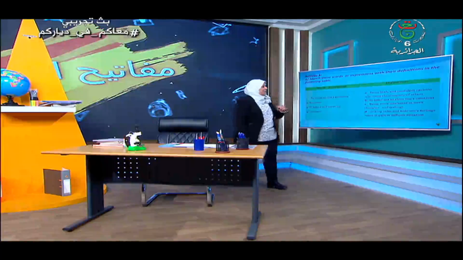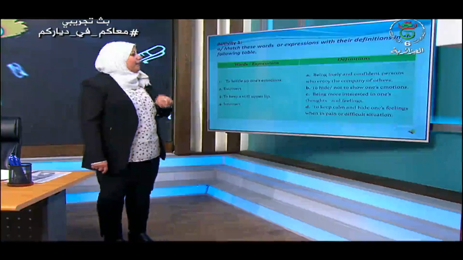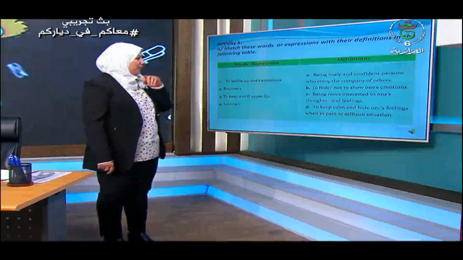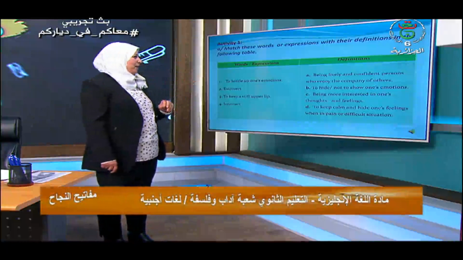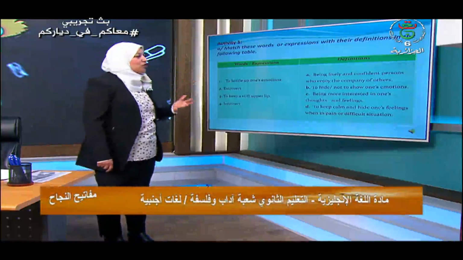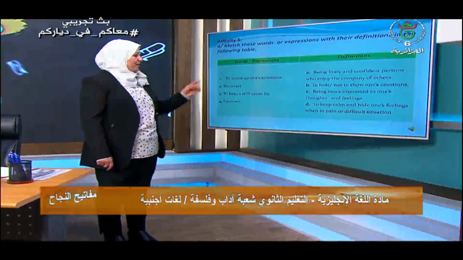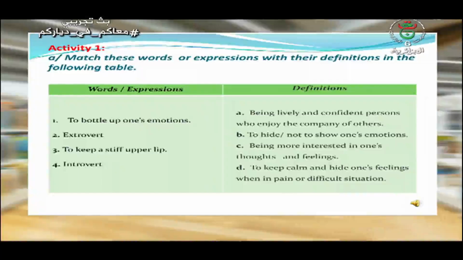Their definitions are A, being lively and confident persons who enjoy the company of others. B, to hide, not to show one's emotions. C, being more interested in one's thoughts and feelings. And the last one, D, to keep calm and hide one's feelings when in pain or difficult situations.